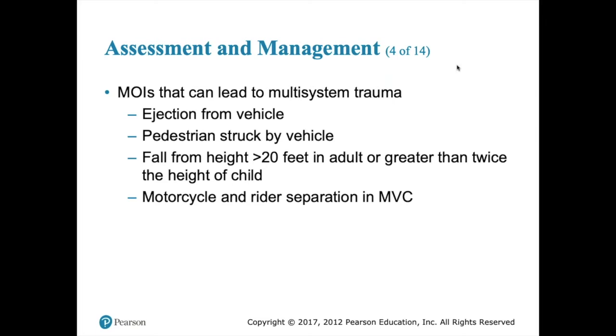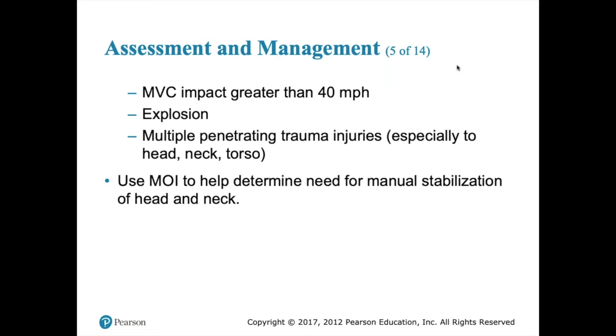Motorcycle and rider, they go down and they get tossed off their motorcycle. Any sort of motor vehicle impact over 40 miles an hour, any explosion, and penetrating trauma proximal to the elbows and knees, right? So head, neck, chest, belly, pelvis, thighs, upper arms, because those are where the organs and the big vessels are. Mechanism of injury for stabilization, like I said before, if you think this is a multi-trauma patient, you should probably stabilize that head and neck.